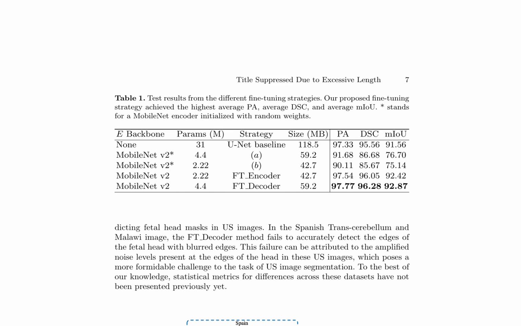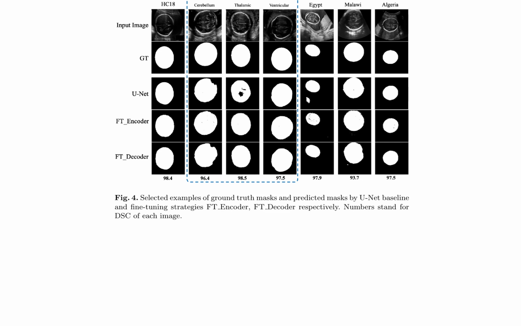The authors highlight the challenges posed by the Spanish transcerebellum and Malawi image datasets, where the FT decoder method struggles to accurately detect fetal head edges due to amplified noise levels. This limitation underscores the need for robust segmentation techniques that can effectively handle noisy US images.